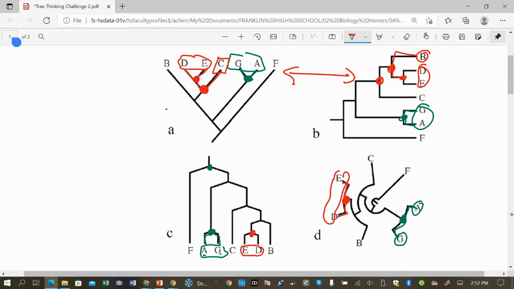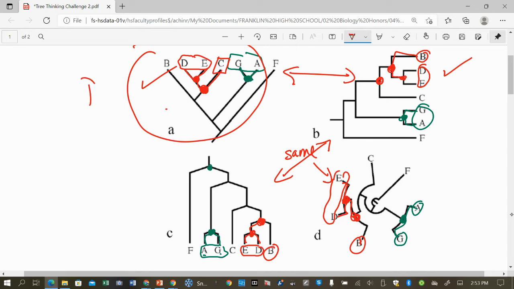So I just have to go down here and see if D and E are more closely related to B, like they are in this one, or if D and E are more closely related to C, like they are in this one. So let's look at it. D and E go backwards in time. Here's the next common ancestor, and it's with B. So it looks like these two are the same in regards to that. And let's do it for this one too. D and E go backwards in time. Here's the common ancestor with B. So these three are the same, and this is the one that is different.